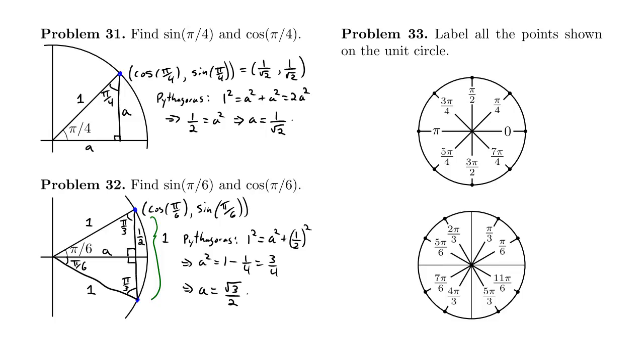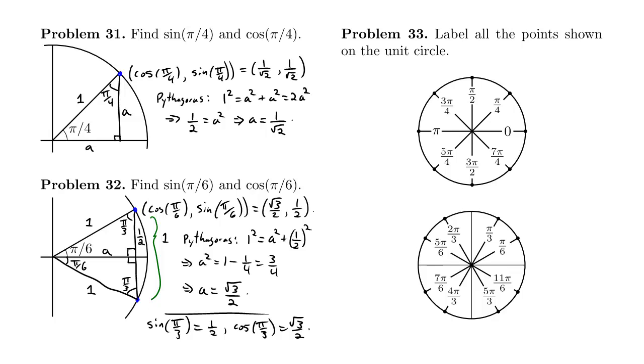This gives us the coordinate of our point as square root of 3 over 2, 1/2. So cos of pi by 6 is the square root of 3 over 2, and sine of pi by 6 is 1/2. You can also find sine of pi by 3 and cos of pi by 3 by using that same small triangle. Sine of pi by 3 is 1/2, and cos of pi by 3 is the square root of 3 over 2.